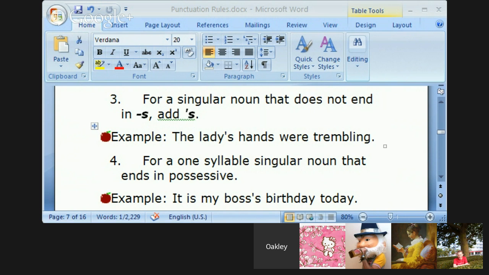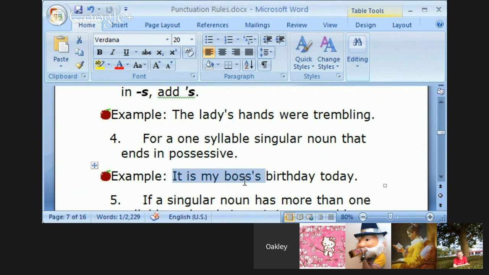The next one, a singular noun that ends in S, all right, this may look like a weird example here. It is my boss's birthday today. This is also a possessive. Because, well, what's the plural of boss, Heidi? How do you spell bosses, plural, two bosses? Double S-E-S, that's it. I have two bosses, for example. So to differentiate this from the plural, we'll use the apostrophe. It is my boss's birthday. Again, this is another possessive, like what Keiko was talking about.